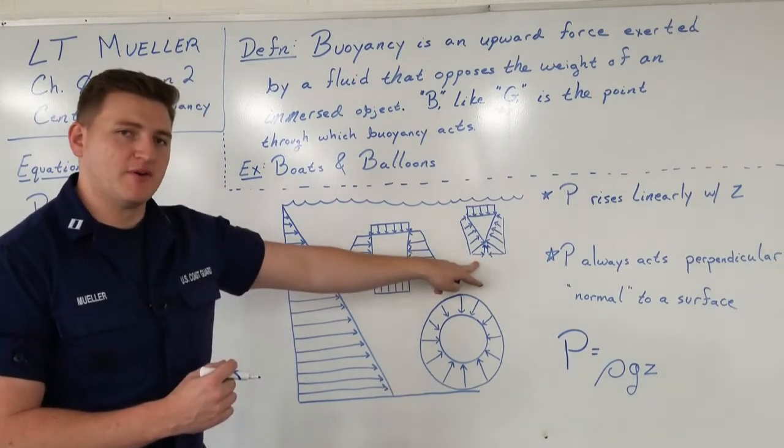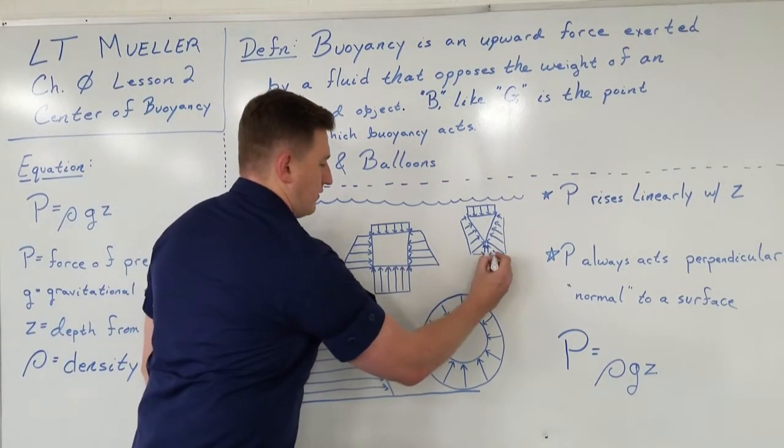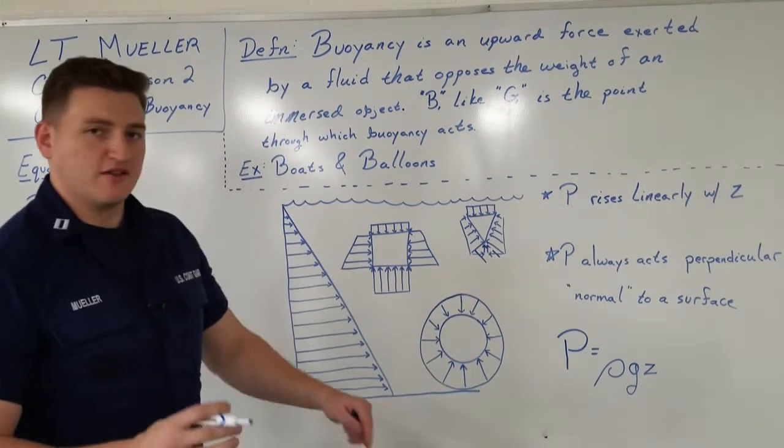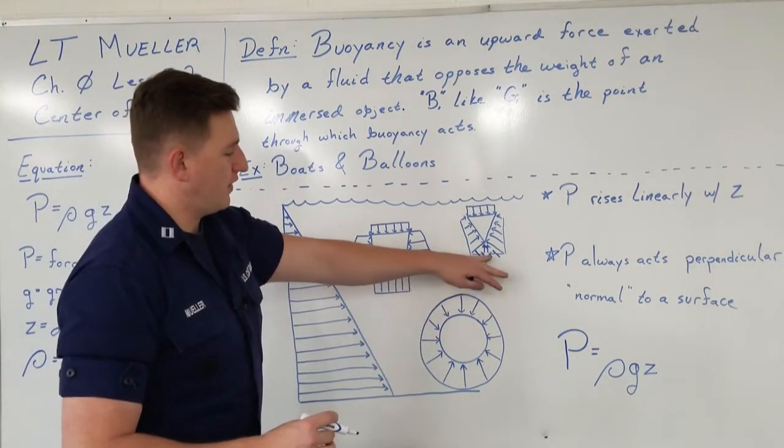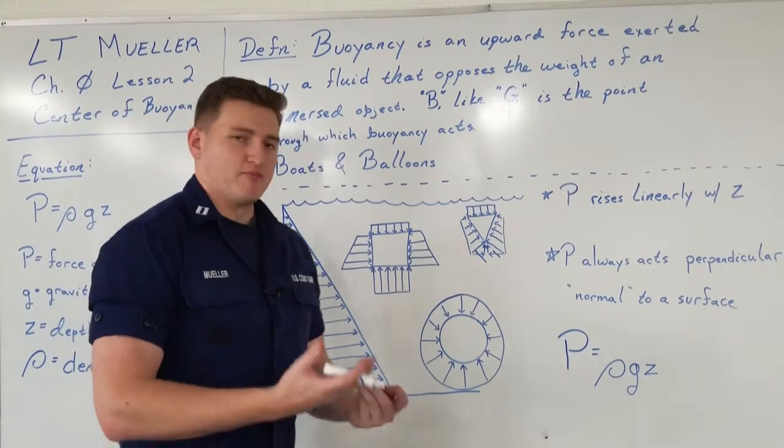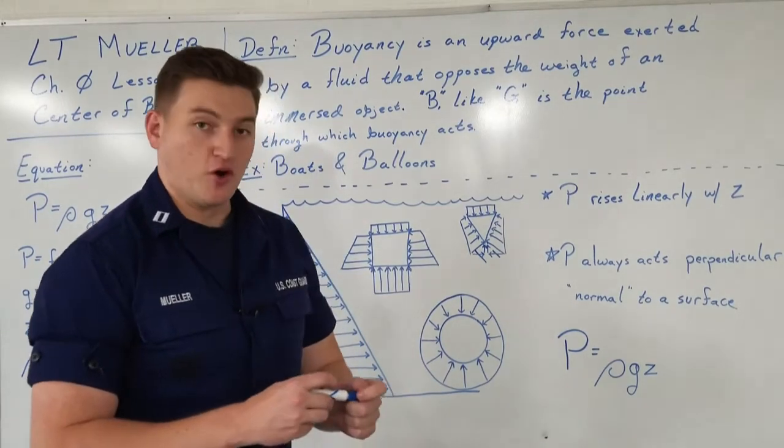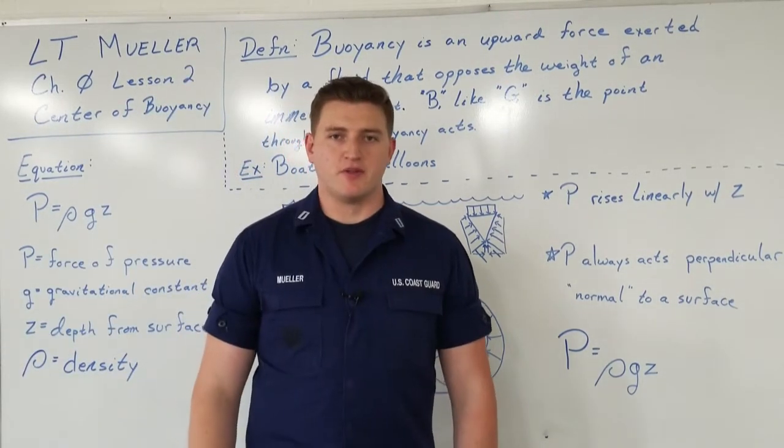Similarly, the horizontal component of this arrow cancels out with that one. So now all we're left with is the vertical component of these arrows, which is providing that buoyant force for the triangle to hold it up. Now let's move on to our last example, the circle.